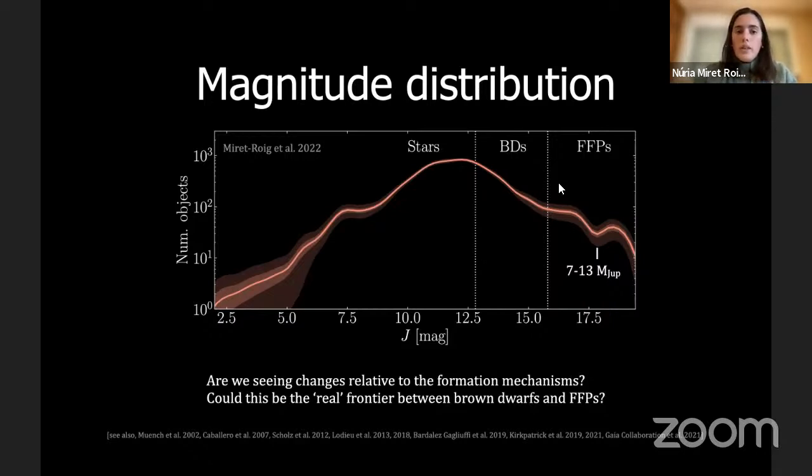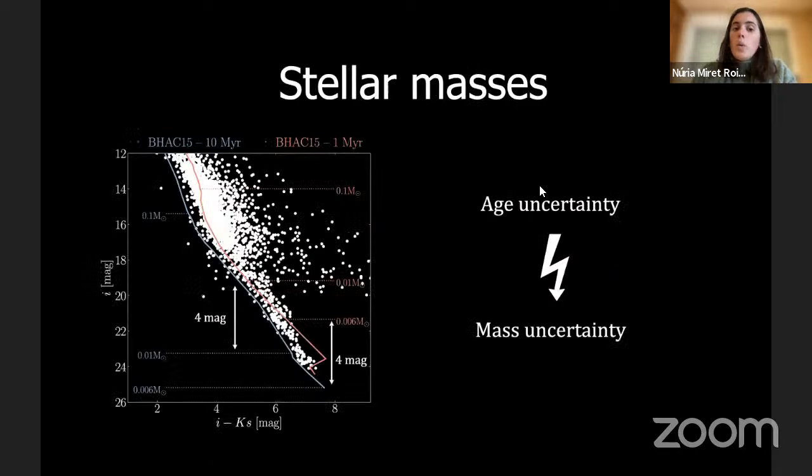However, going from magnitudes to masses is not absolutely straightforward, and we need to rely on evolutionary models. Evolutionary models, on one hand, depend a bit on the internal physics that was used to produce them. And also, they change a lot for substellar objects, very rapidly with age.